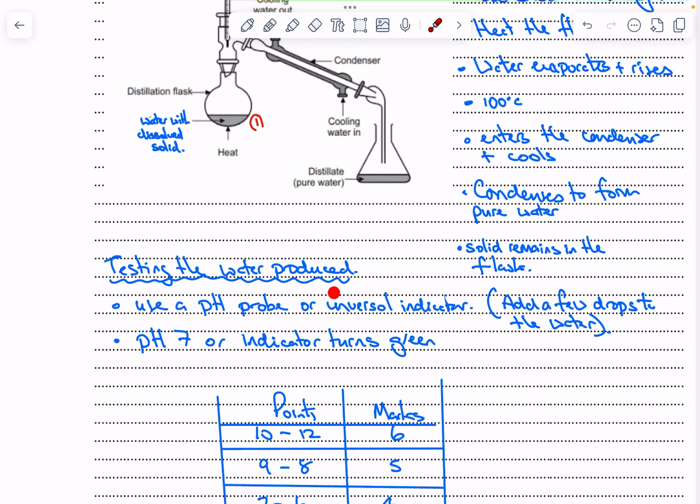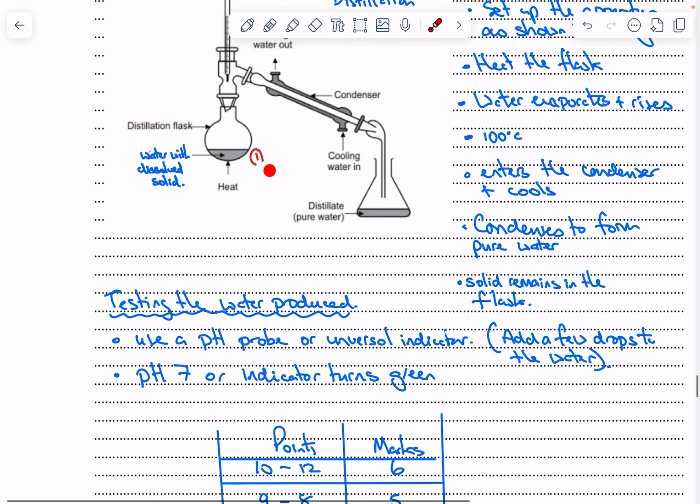Testing the water to prove it's neutral, we could use a pH probe, or we could have a universal indicator, and if you're going to use universal indicator, you just add a few drops. We put the probe in, and the pH would either be 7 on the probe, or the indicator would turn green to show that it is neutral.